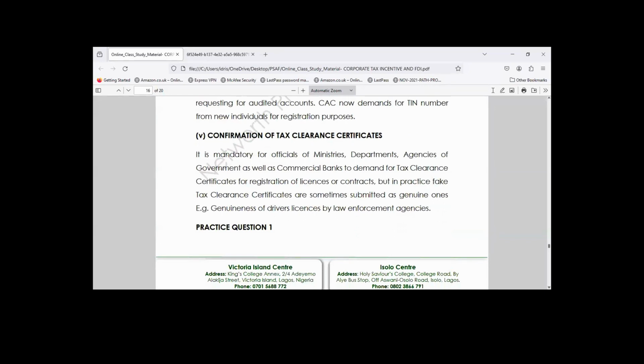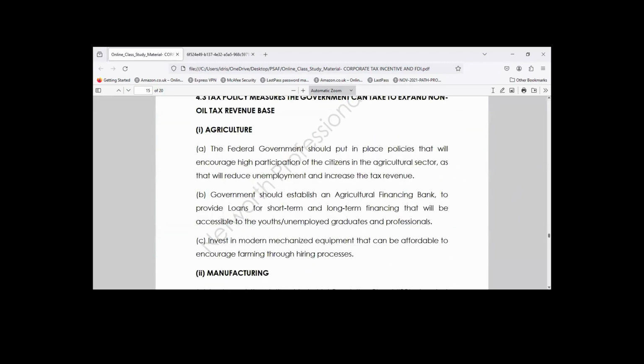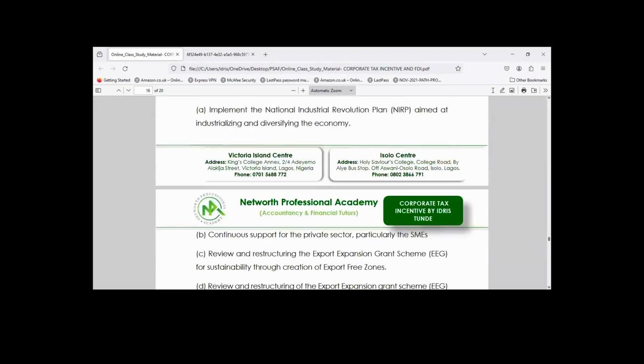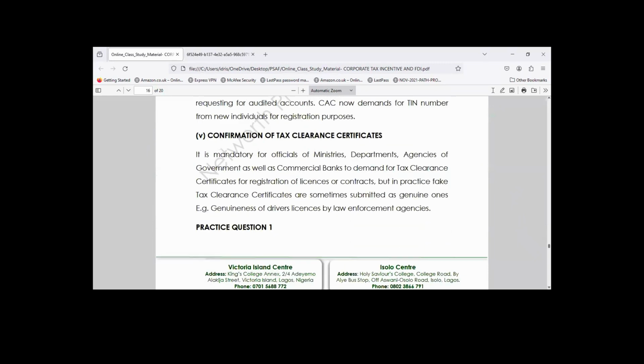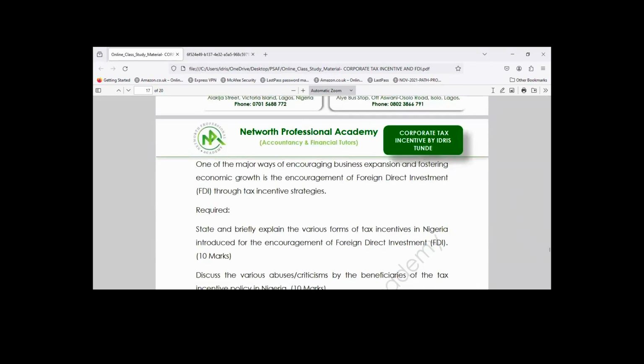Aside from that, confirmation of tax clearance certificates. Companies need to be given tax clearance certificates as a means of bidding for contracts. So, all this will attract non-oil tax revenue.